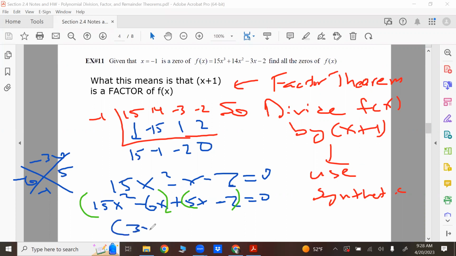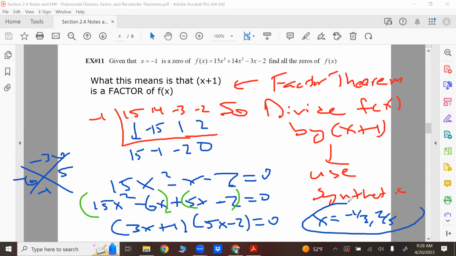I think final answer is 3x plus 1 times 5x minus 2. Yeah, because you factor a 5 from the first group. Sorry, you factor a 3 from the first group and nothing out of the second group. So yeah. So the final answers are -1/3 and 2/5. If you go to Desmos, you get the same thing. Yeah, -1/3 and 2/5.